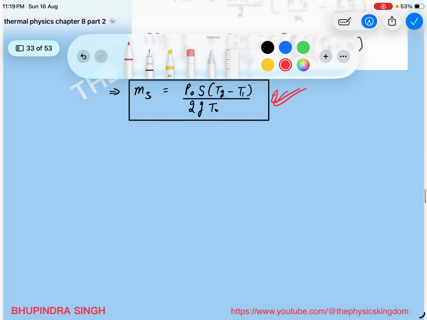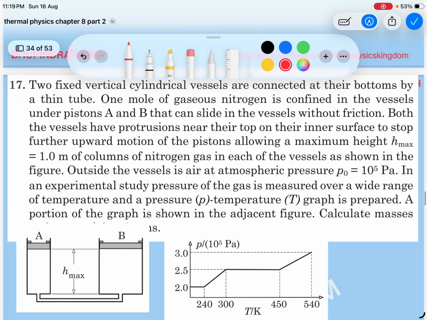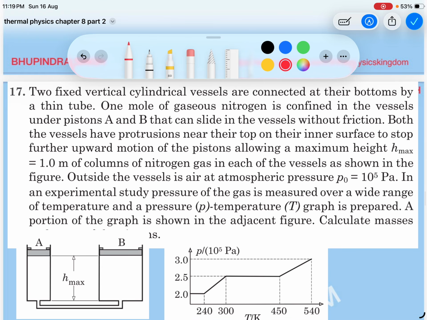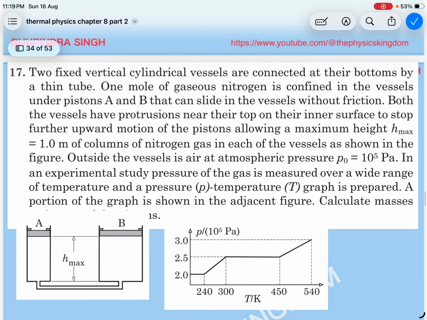Okay, now the next question. The next question is a very interesting question. Please, beta, it is the best question of our discussion, right? My favorite question of this part. Read this question properly so that we can discuss it in detail.